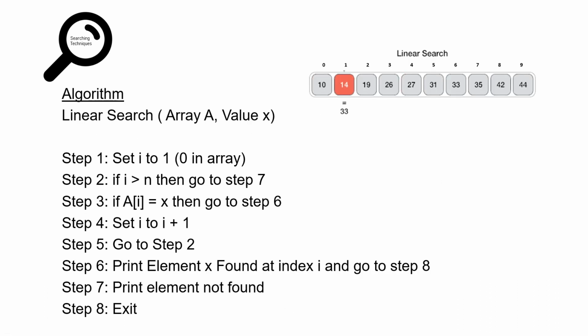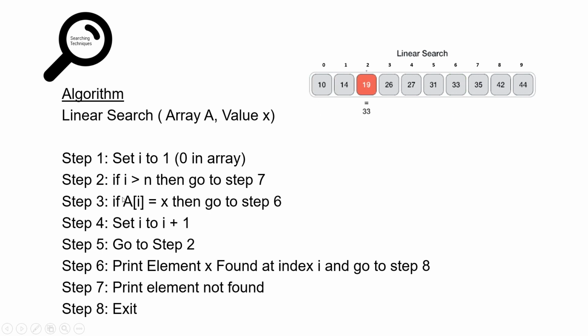So, anong algorithm natin? Step number 1, isa-set natin yung i natin in our loop. For example, to 1, or in array, magsisimula tayo sa 0 kasi index number 0 tayo. So, kung yung i natin is greater than n, and n is the size of the array, punta tayo dun sa step number 7, which is print element not found. Since hindi na siya greater than kasi nag-start tayo sa 0, therefore, step number 3 tayo.